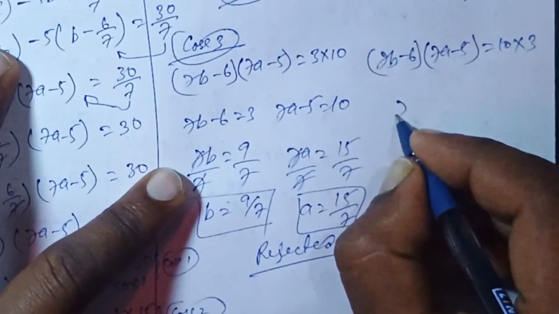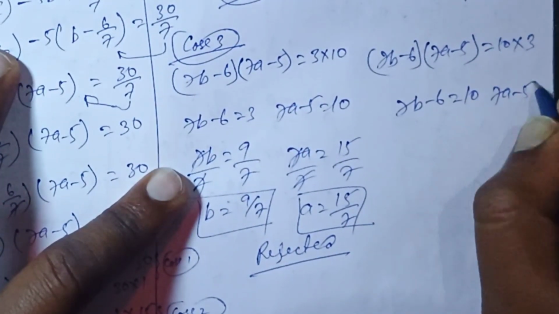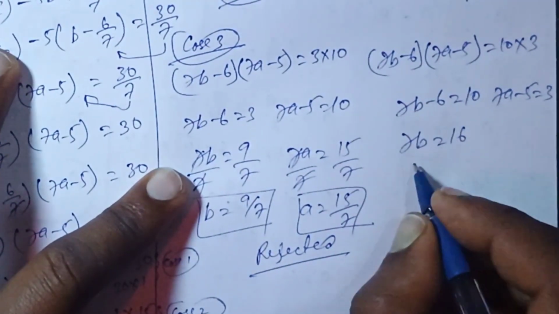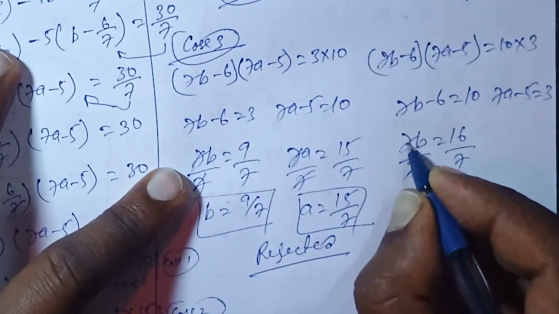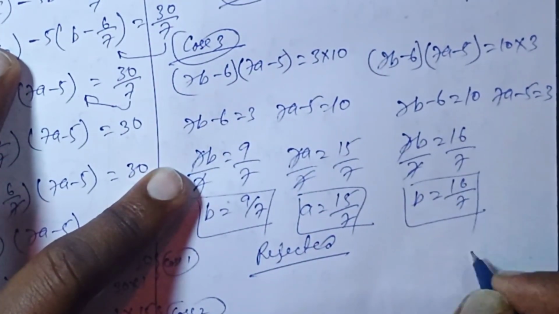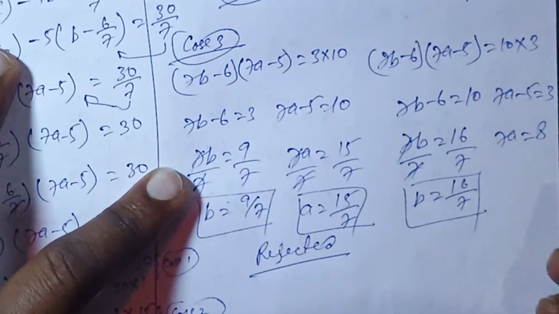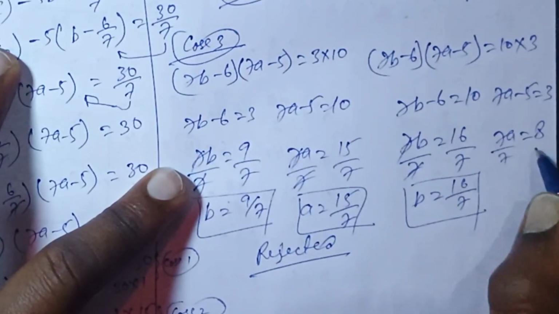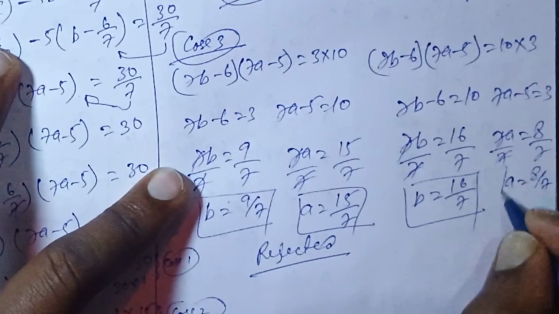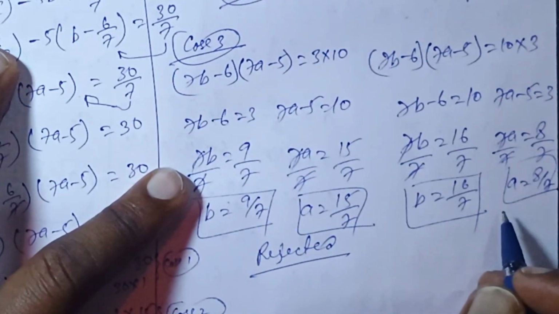Now 7b minus 6 is equal to 10. 7a minus 5 is equal to 3. 7b is equal to 16. Both sides divided by 7. Here cancel. b is equal to how much? 16 divided by 7. Here 7a is equal to 5 plus 3, 8. Both sides divided by 7. 7 and 7 cancel. a is equal to 8 divided by 7. They are also complex solutions because they are in fraction form.